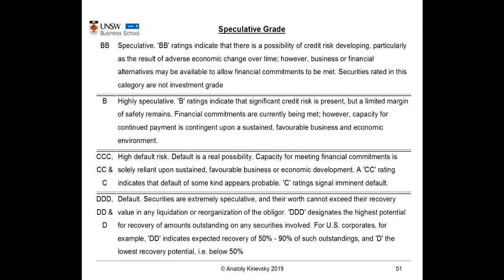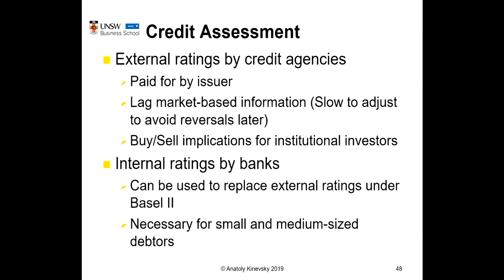They haven't defaulted yet, and then you've got into the defaults. Here, interestingly, if it's in default, then they're saying that your repayments are going to be through recovery of the assets in default. Double D indicates recovery of 50 to 90%, single D is recovery below 50%. So that's your ratings.